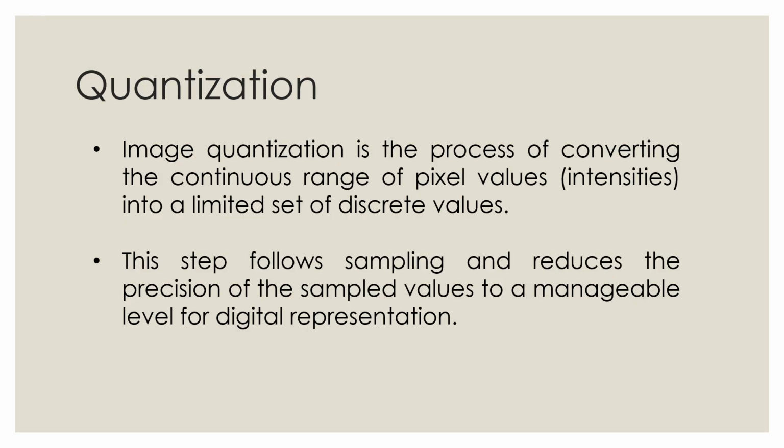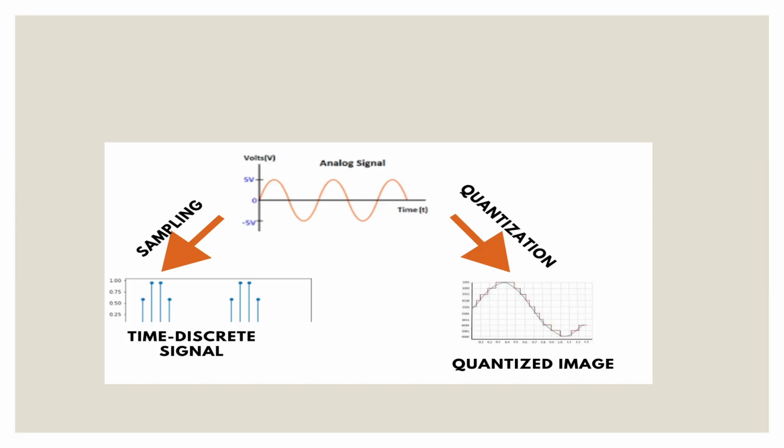Next we understand what is meant by quantization. Image quantization is the process of converting the continuous range of signals or pixel values into a limited set of discrete values. That means whenever we sample, the sampled values may have different intensities. It is not fixed. This quantization step follows the sampling, and it reduces the precision of the sampled values into a manageable level of digital representation.